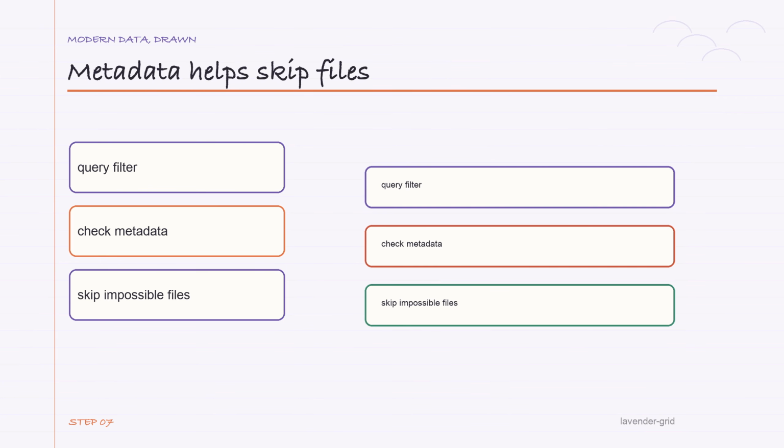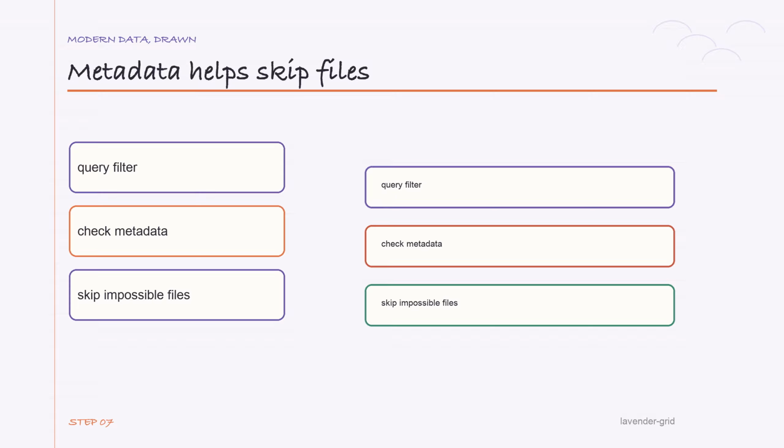Iceberg can use statistics in its metadata to ignore manifests and data files that cannot match a query filter. For example, a file whose maximum date is in January cannot satisfy a query asking only for July. Less file scanning can mean faster planning and reading.